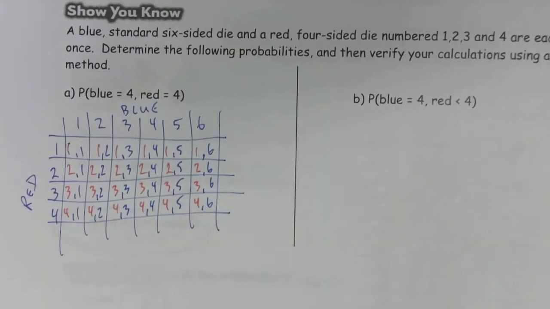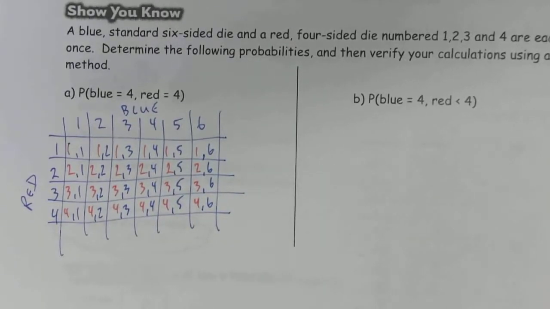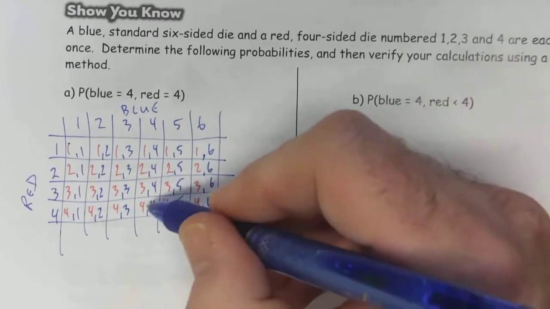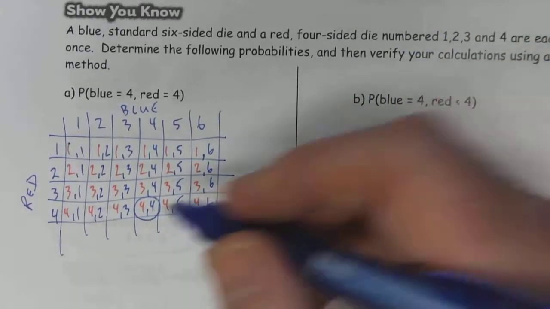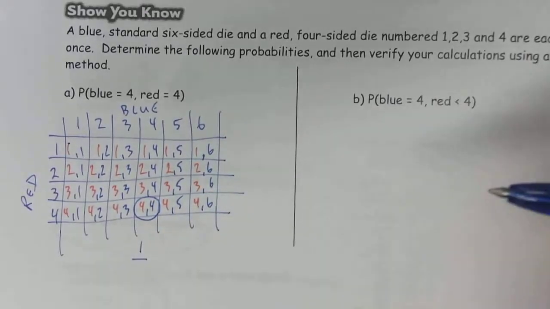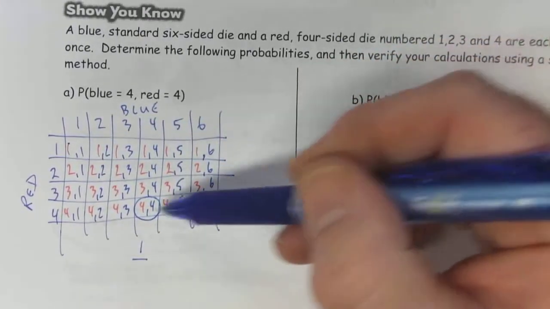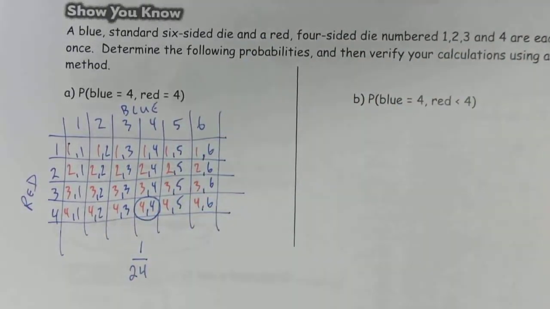Alright, so there's our table, and we're looking for a blue 4 and a red 4. Well, the only time that shows up in the table is right here. So that means our favorable outcomes is 1. Total number of outcomes, well, it's a 6x4 grid, so that means there's 24 possible outcomes. So that's our probability, 1 out of 24.